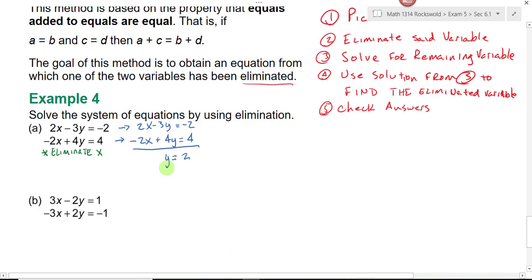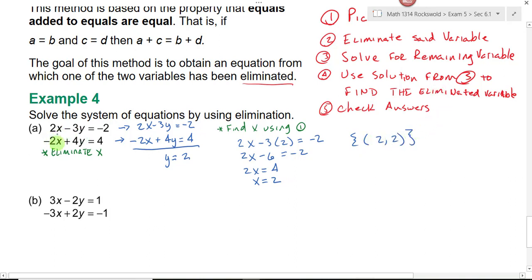I take my answer from this step and I plug it back into one of the original equations in order to find x. And I'll use equation 1 in order to find x here. So that means I've got 2x minus 3 times, in place of y I'm going to plug in the 2, equals negative 2. And that gives me 2x minus 6 equals negative 2. If I add 6 to both sides, I get 2x is equal to 4, and that means that x then would be equal to 2. So my solution here would be the ordered pair 2, 2.